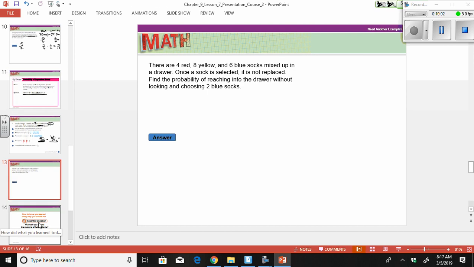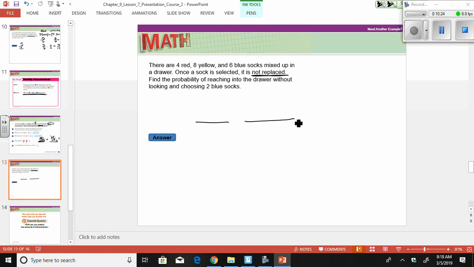There are 4 red, 8 yellow, and 6 blue socks mixed up in a drawer. Once a sock is selected, it is not replaced. Find the probability of reaching into the drawer without looking and choosing 2 blue socks. One thing, if they tell you not to replace, they mean it needs to be a dependent event, so you can automatically say that the numbers are going to be different. So there are 4 red, 8 yellow, and 6 blue socks. We want 2 blue socks.